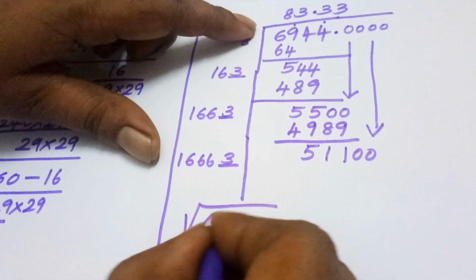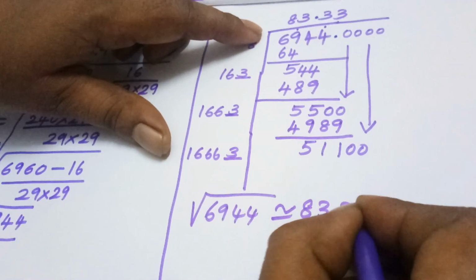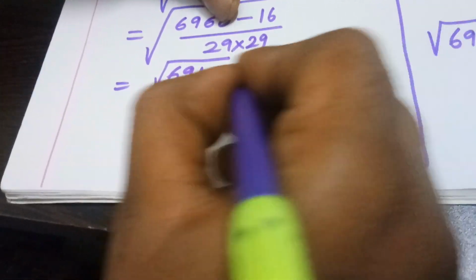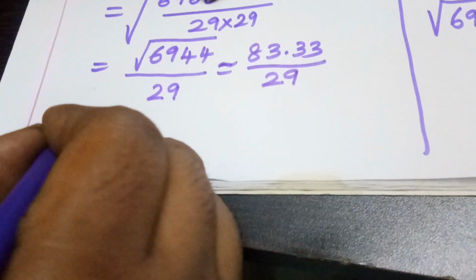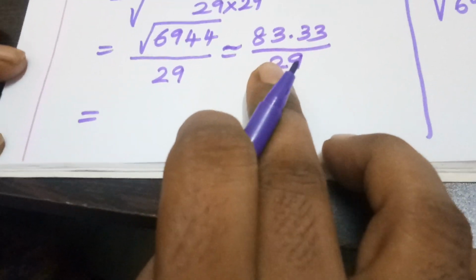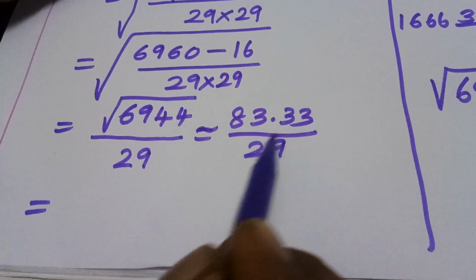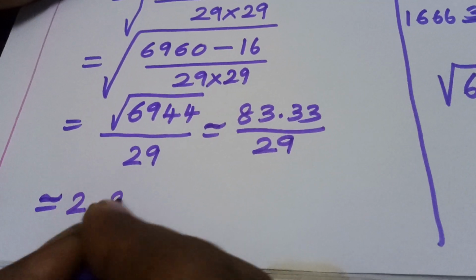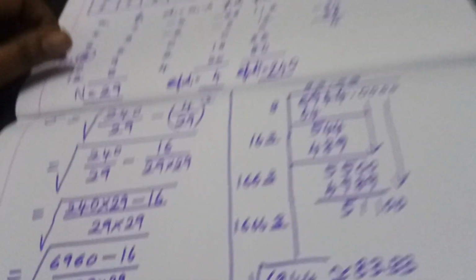So square root of 6944 is approximately equal to 83.33. So I am going to write it here, 83.33. This is approximately equal to, so dividing by 29 we will get the final answer. So we are going to divide 83.33 by 29. By dividing 83.33 by 29, we approximately get 2.87. So this is the standard deviation of the marks of those students.